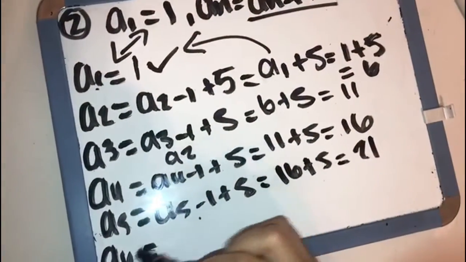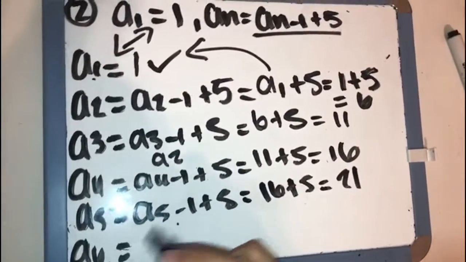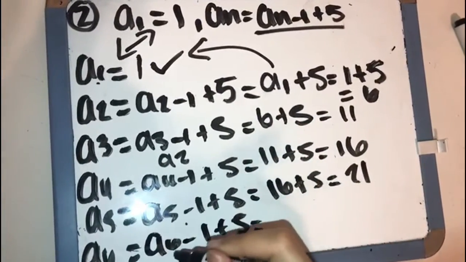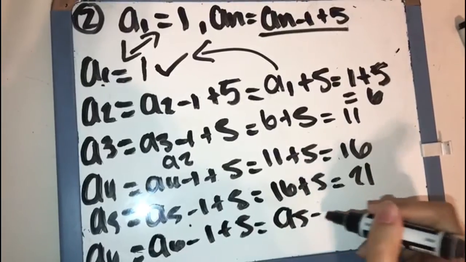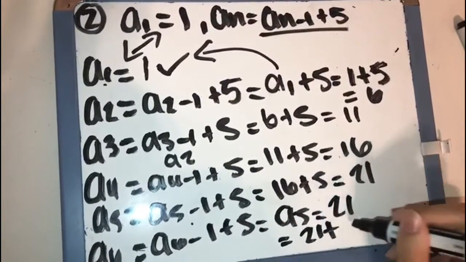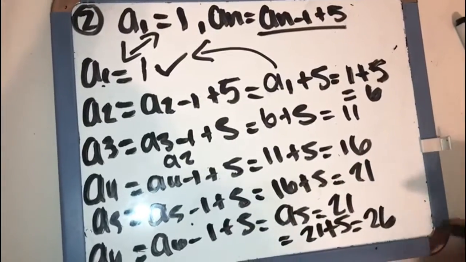And then we have A6. Now this is the last term you have to do. A6 is A6 minus 1 plus 5. Now 6 minus 1 is 5, so A5 equals what? 21, right? So it'll be equal to 21 plus 5, which is 26.